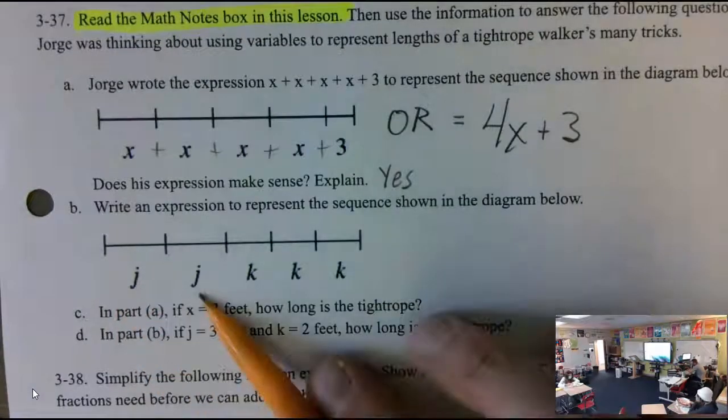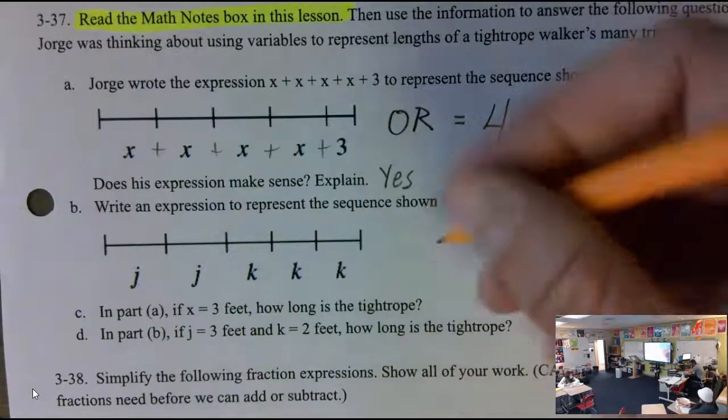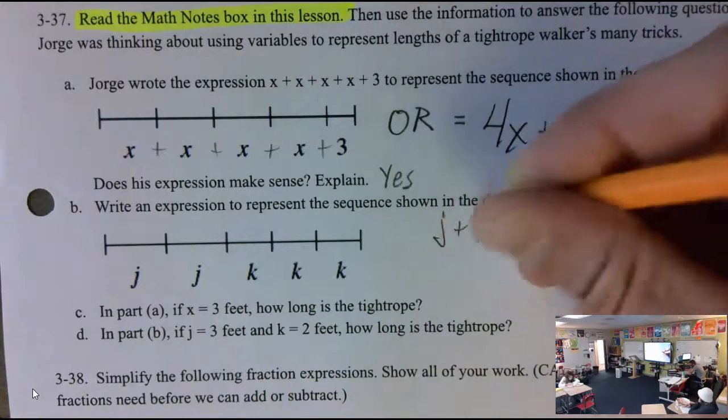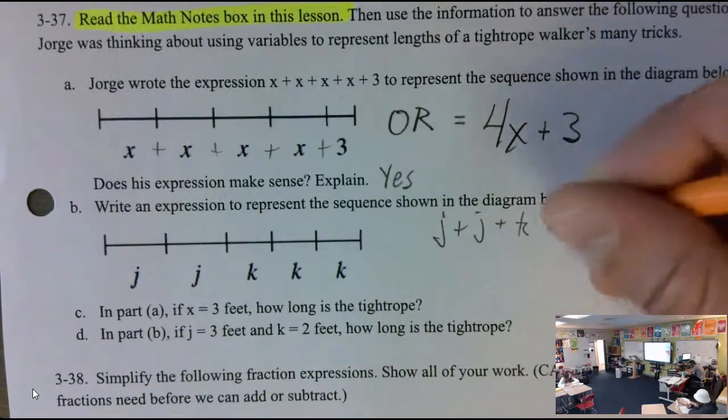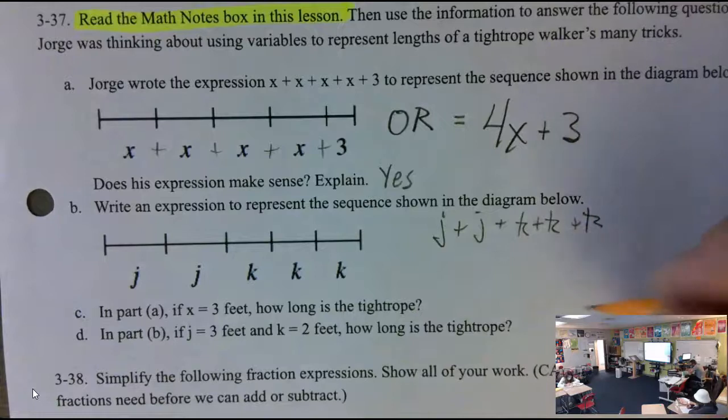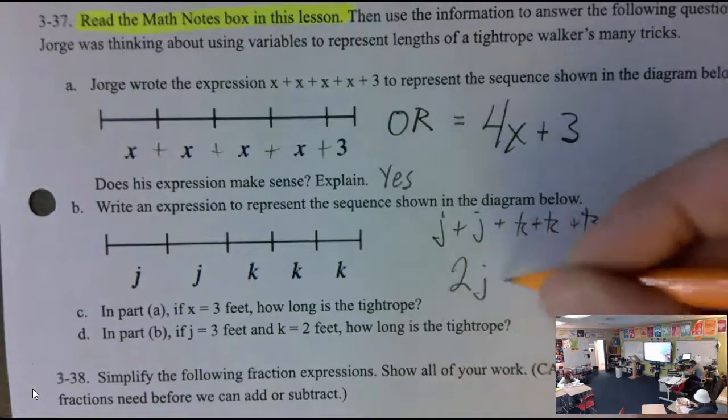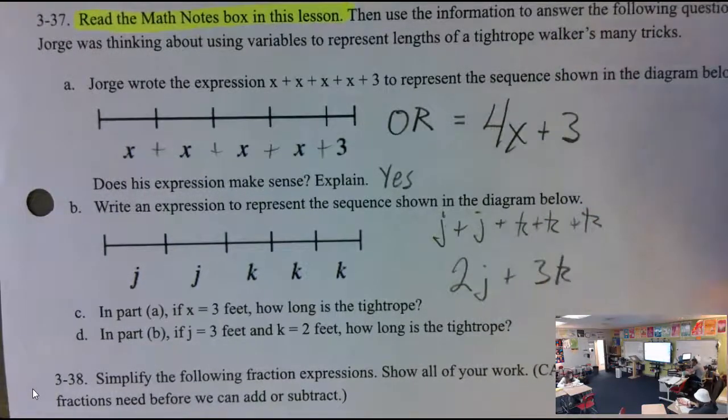So down here, if we want to make this easier, I'm going to write it the not-as-easy way first: J and K and K. JK. Ha ha. 2 J's, 3 K's.